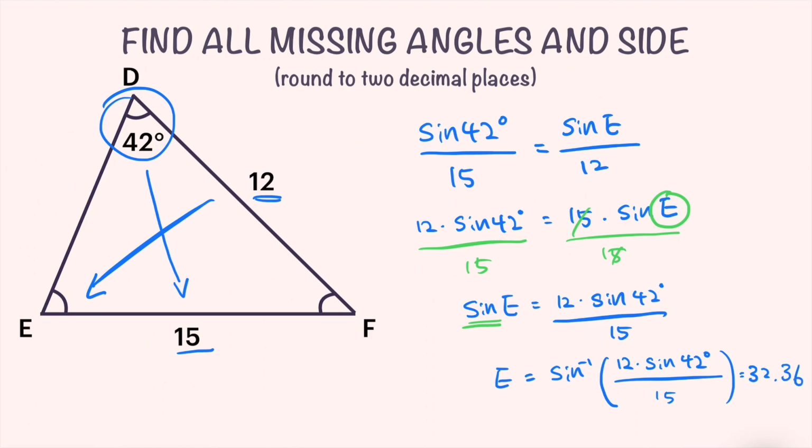And if you plug this into your calculator, you will see that we have 32.36. Remember, the question asked to round to 2 decimal places. So that's 32.36 degrees. And that's the angle E.